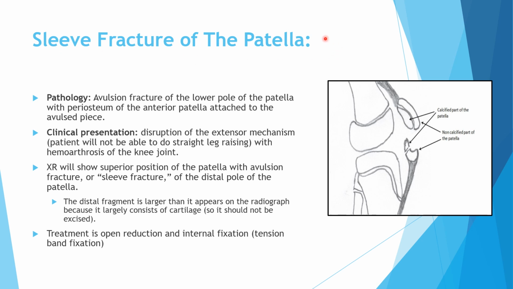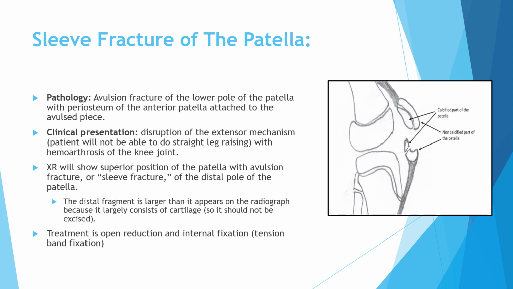Now let's go to another bone, the patella. One of the common topics to be asked is the sleeve fracture of the patella. As you can see, this picture is from my book. This is the calcified part of the patella. You will find a small piece here distal, and then the main piece is pulled proximal, so the patella will be patella alta. However, this small piece has a relatively large piece that is non-calcified, so it is radiolucent on the X-ray. On exam, the patient will not be able to extend the knee.